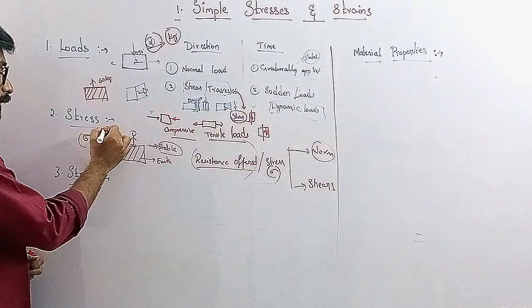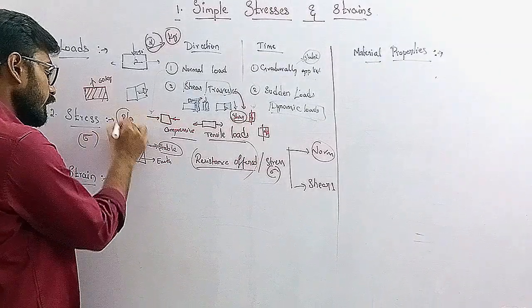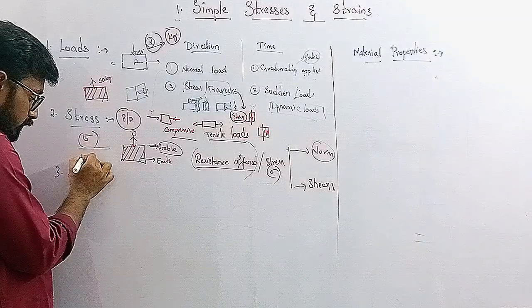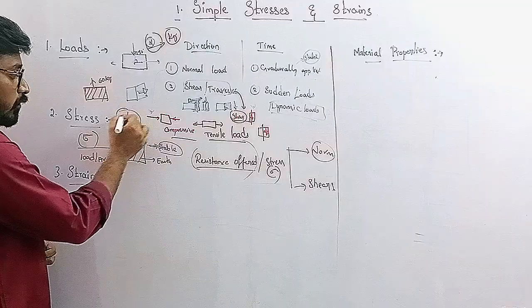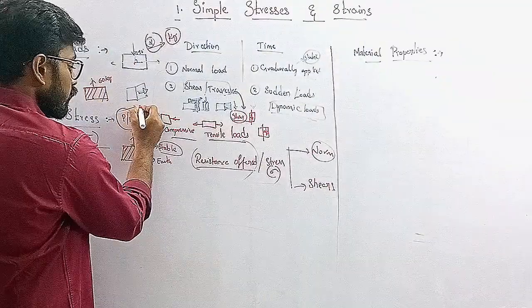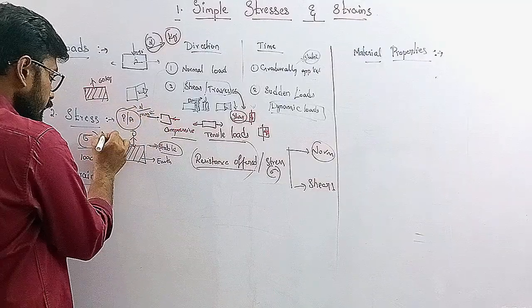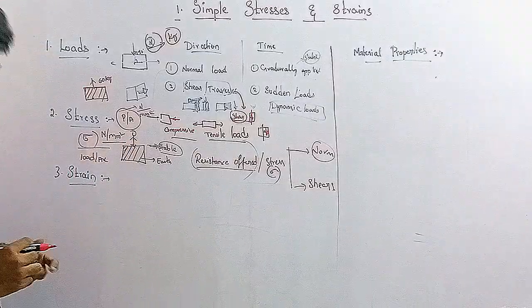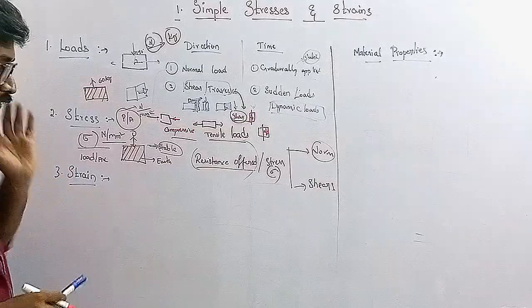Stress is denoted by sigma and it is P by A. Here load divided by area is stress. So load, as we discussed earlier, P means load, units newtons, area unit mm square. So Newton per mm square is the unit for stress. So here the classification is two types. Okay. Next, what is the strain?